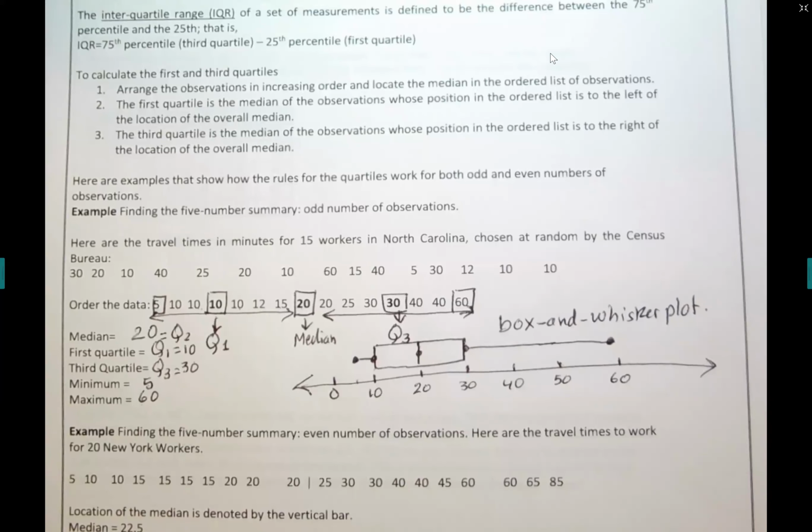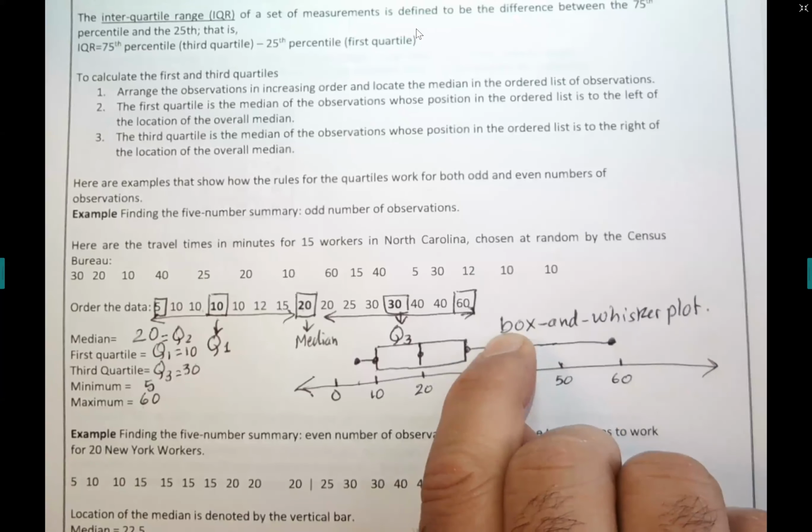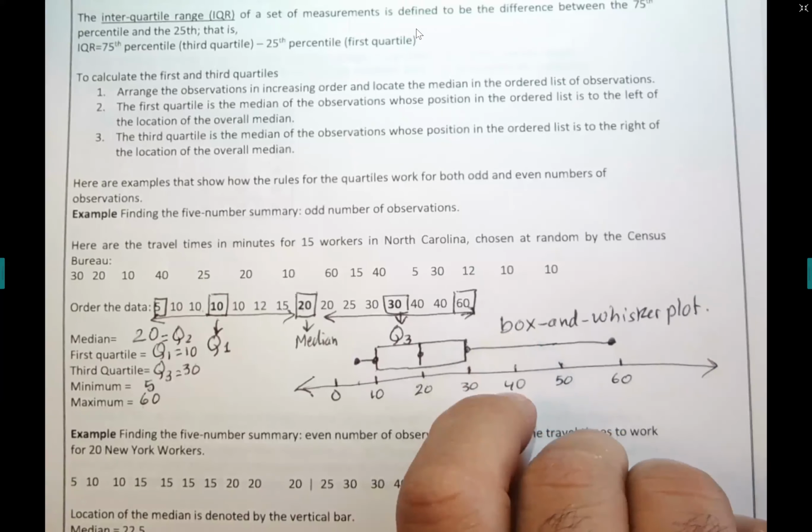That is correct. Because there's a longer line on the right side. Exactly. It's a longer whisker on the right side. In order for this one to look symmetric, guys, that should have been that much right here, up to here. Then it would look symmetric, but it's not symmetric. It's skewed to the right. So you can say a lot about the data set from the box-and-whisker plot.